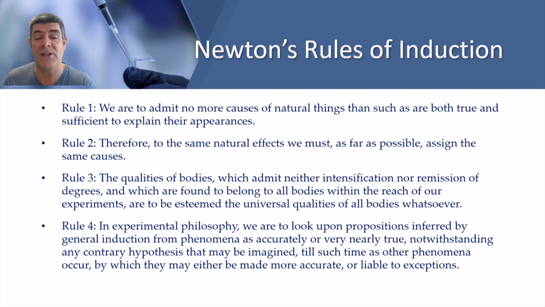Newton's Rule 4 in experimental philosophy were to look upon propositions inferred by general induction from phenomena as accurately or very nearly true, notwithstanding any contrary hypothesis that may be imagined till such time as other phenomena occur by which they may either be more accurate or liable to exceptions. This is a really great summary of how science has moved forward. Perhaps it's even a premonition that Newton had that his laws were not going to apply universally everywhere. And now we know from Einstein's relativity that they don't.